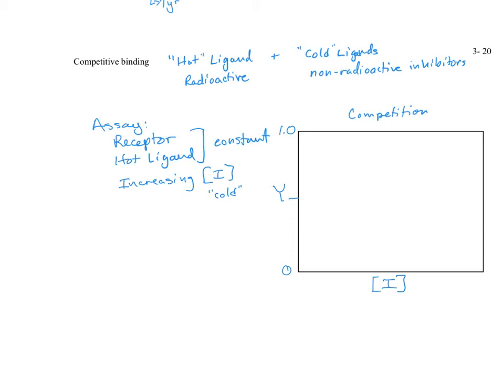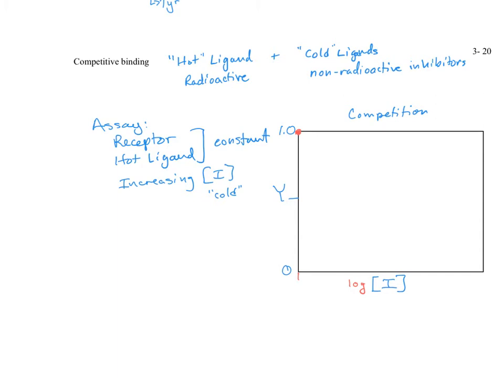So this time, instead of starting at 0, 0, we're actually going to start way up at the top. Why is that? Because if we've got a certain amount of hot ligand and receptor bound to it and no inhibitor, then you're going to get good binding. And that's full binding at 0 inhibitor. Now, by the way, we're going to do this as a log inhibitor concentration as well, just like we did log ligand on the previous page.